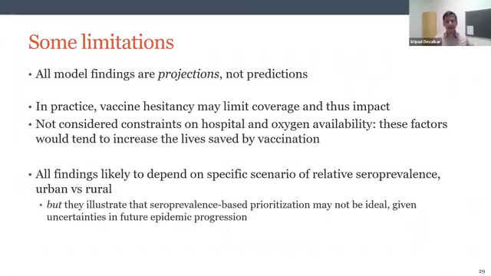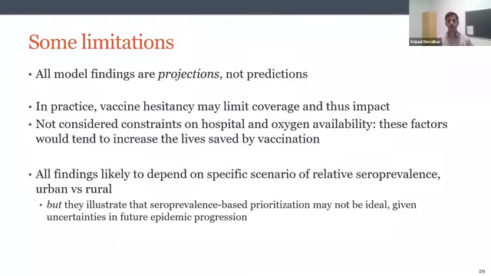And the other big caveat is all of these model projections are specific to the seroprevalence and transmission dynamics that were observed in Punjab, and they can't be extrapolated to other states or other conditions where the disease dynamics could be very different, right? What they do illustrate is seroprevalence-based prioritization may not be ideal.